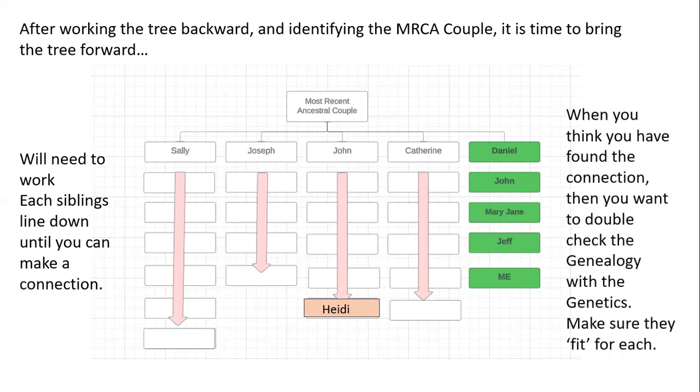So when you think you found the connection, you still want to double check with the genealogy and genetics. Is this actually a once removed person I'm looking at? Is this who I think it's going to be? Does it match with the DNA? Does everything go together? Will the tree merge correctly without odd blanks?